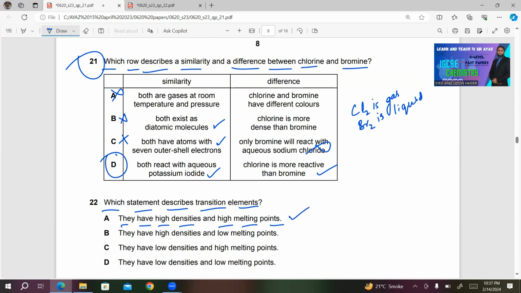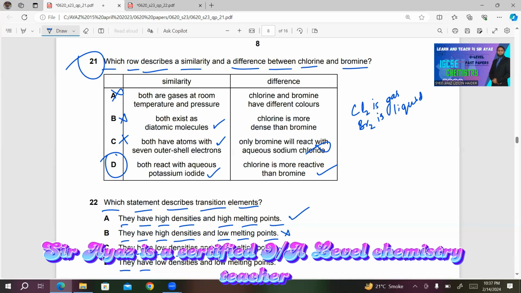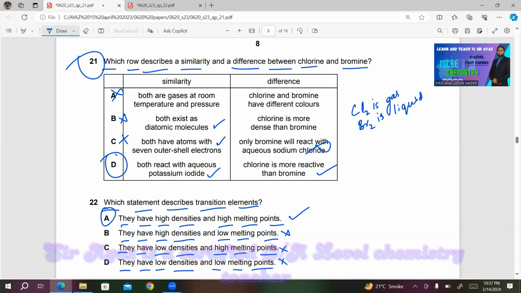For your convenience, I am reading the other statements. They have high densities and low melting points. This is incorrect. C. They have low densities and high melting points. This is also incorrect. D. They have low densities and low melting points. This is also incorrect. So only choice A is correct.